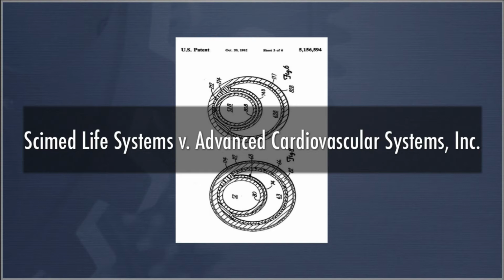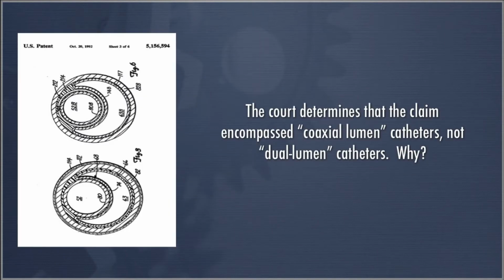And the important thing to understand here was the court first determines that the claim encompassed what it described as coaxial lumen catheter configurations, which is what's shown in the drawing here on the left. Coaxial lumen catheter configurations have one chamber, and then another chamber that typically runs outside. It is a larger chamber that runs outside the smaller interior chamber.